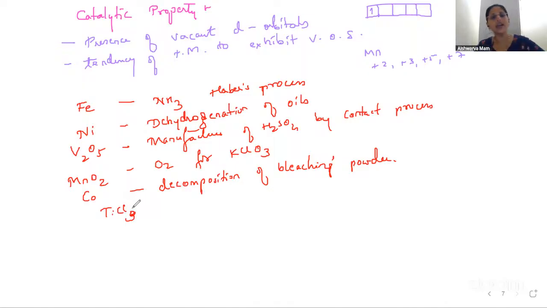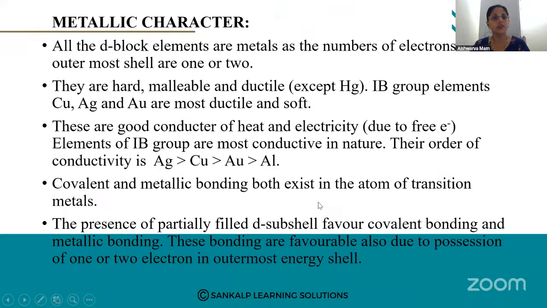So here, for catalytic property, the reason is the presence of vacant d orbitals and the tendency of transition metals to exhibit variable oxidation states. So that is the reason. Fine. Then coming to the next property, so we have discussed these.